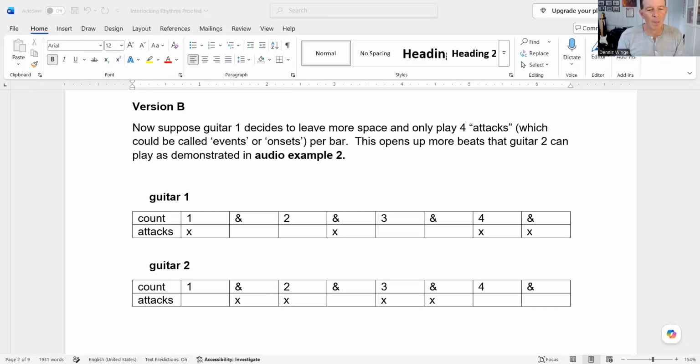So here we go. Guitar 1 is playing 1 and 4 and 1, and then guitar 2 plays and 2, 3 and 2, 3 and. And if you put both of them together, it sounds like this.